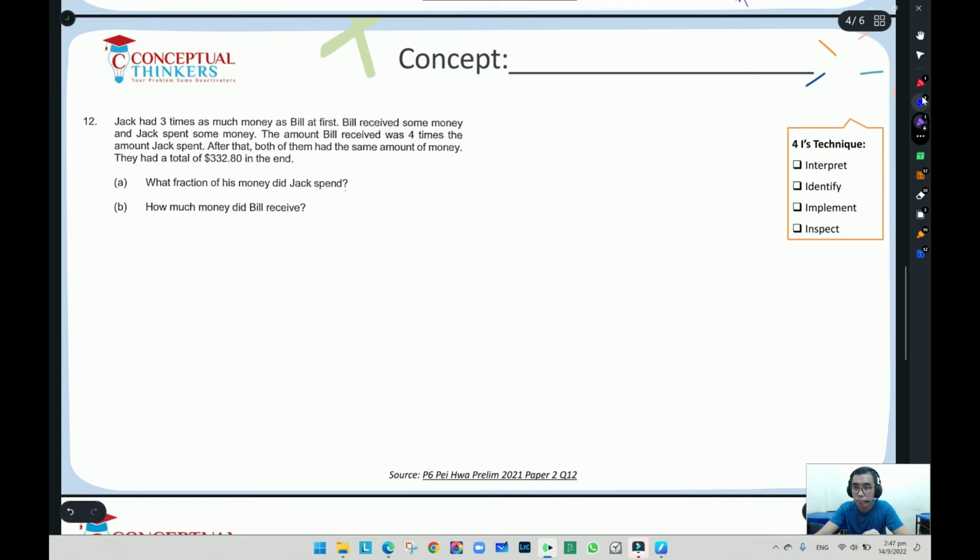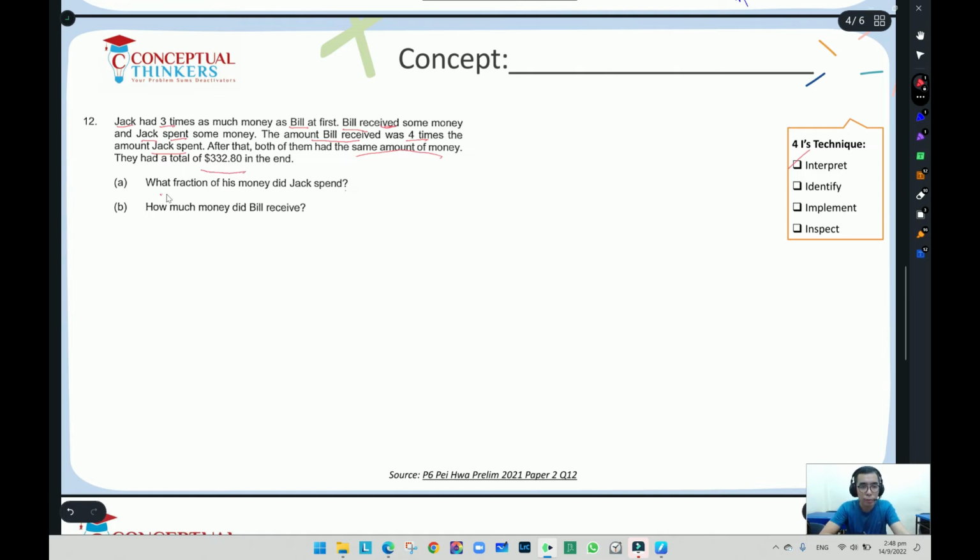Question 12. So let's interpret the question first. So Jack had 3 times as much money as Bill at first. Then Bill received some money. Now this is important, receive. Then Jack spent some money. So the amount Bill received was 4 times the amount Jack spent. So after that, both had equal amount of money. So the total amount of money in the end will be $332.80.